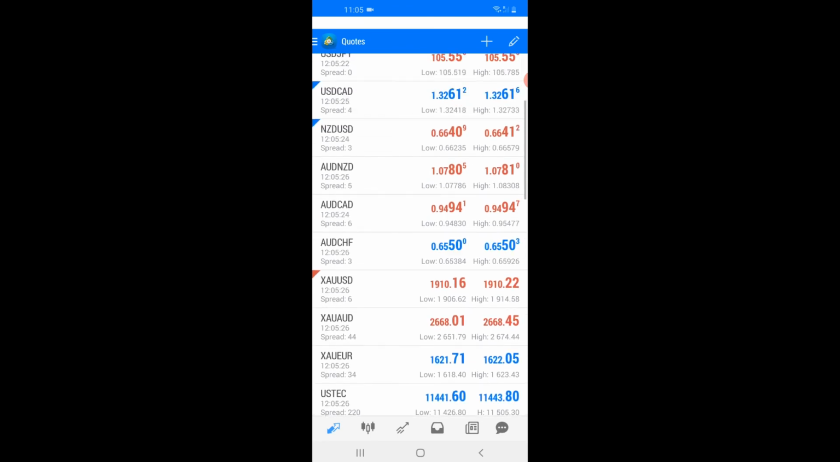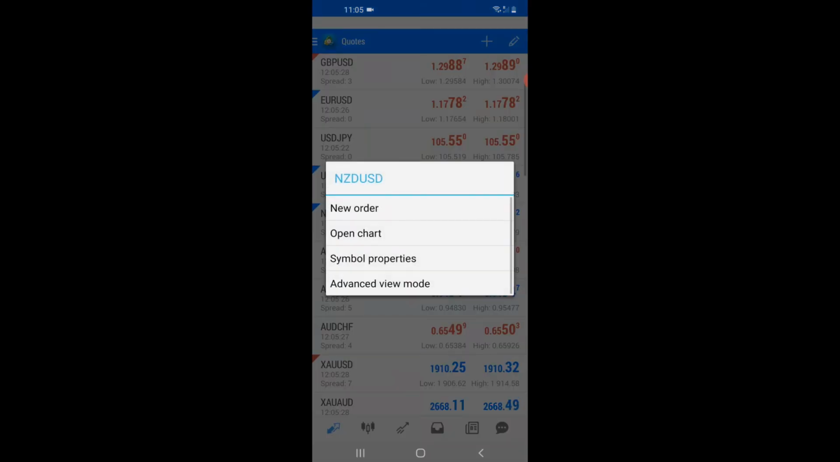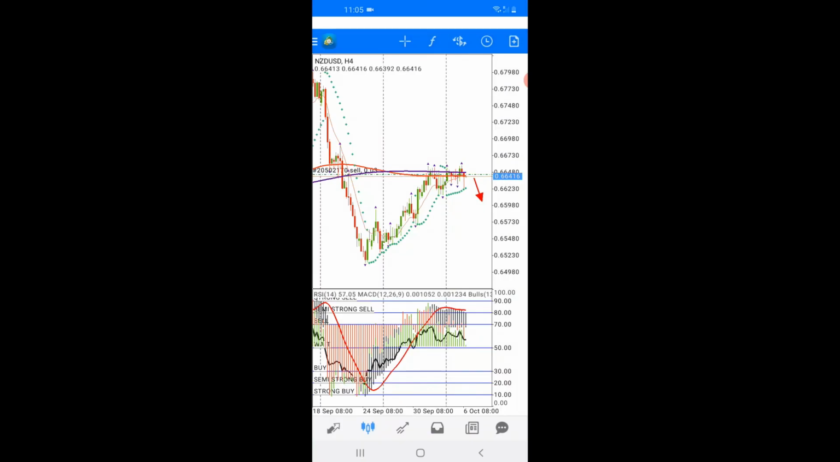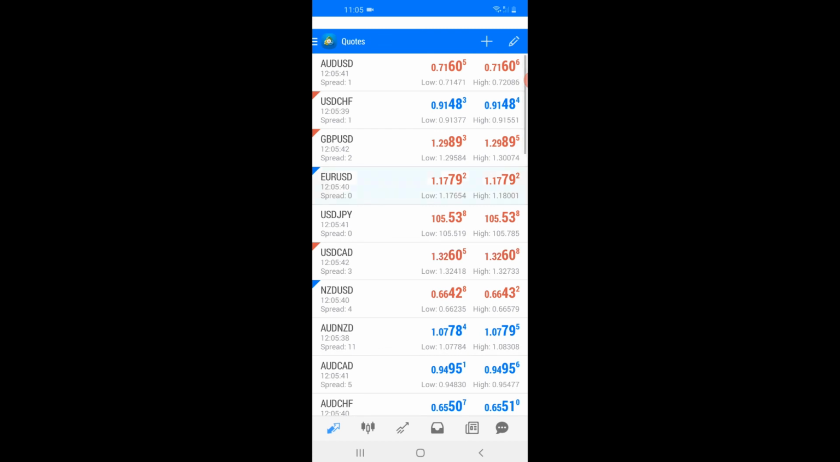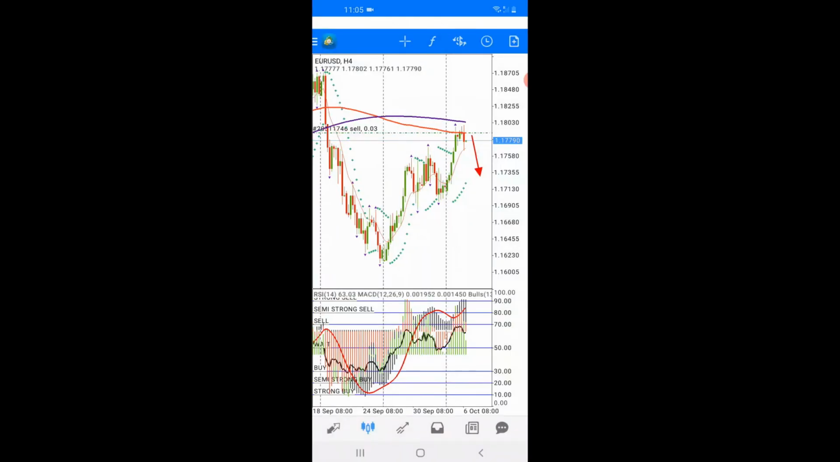Let's go to New Zealand dollar USD. You see the same thing is playing out in this place. Let's go to Euro USD. You see the same thing is playing out in this place. So be patient with this trading strategy, because that is the most important way to use it properly, and of course make money in the market.